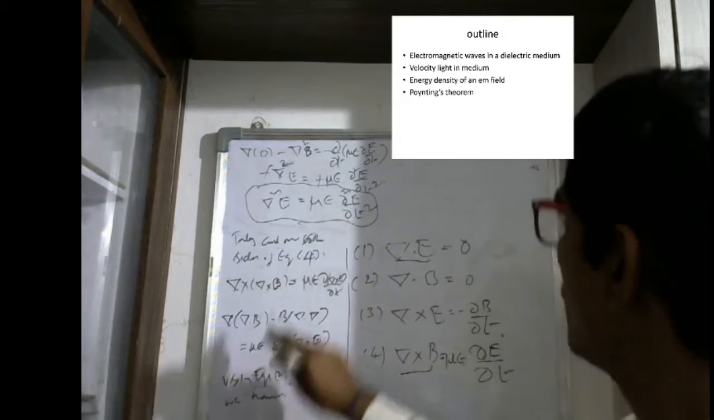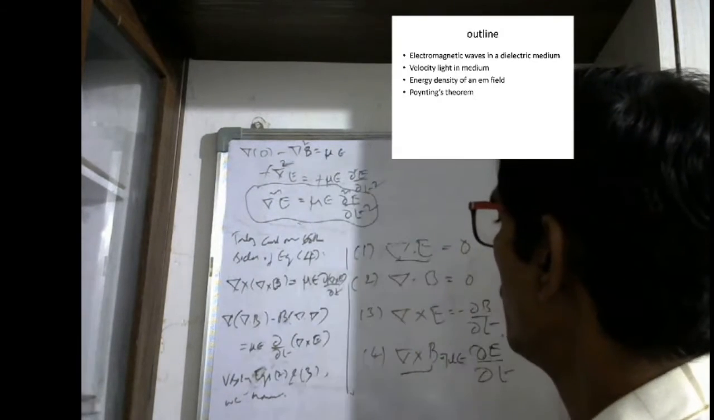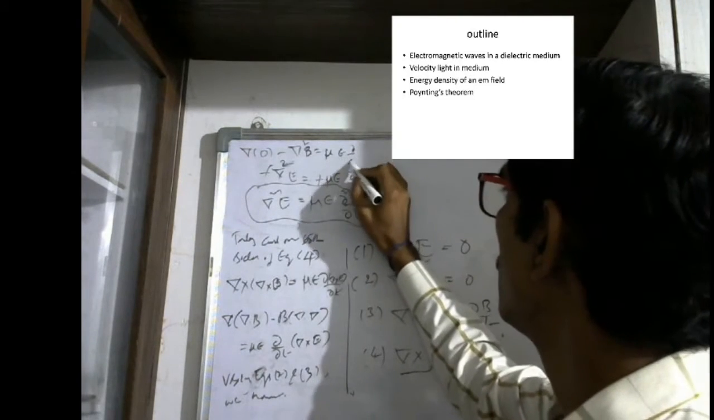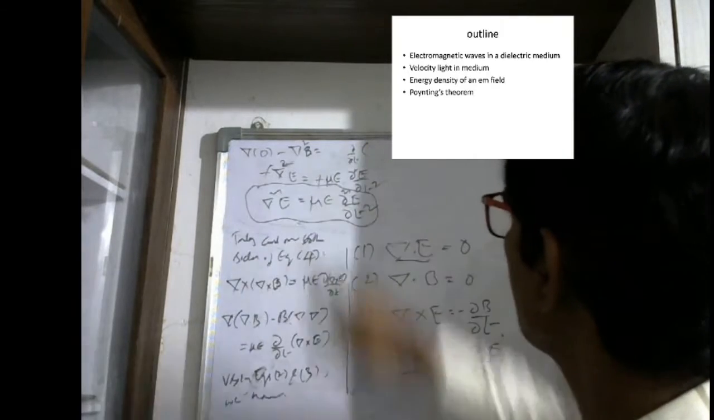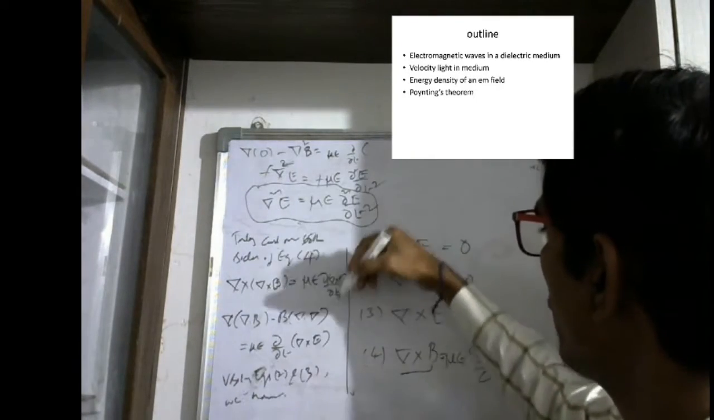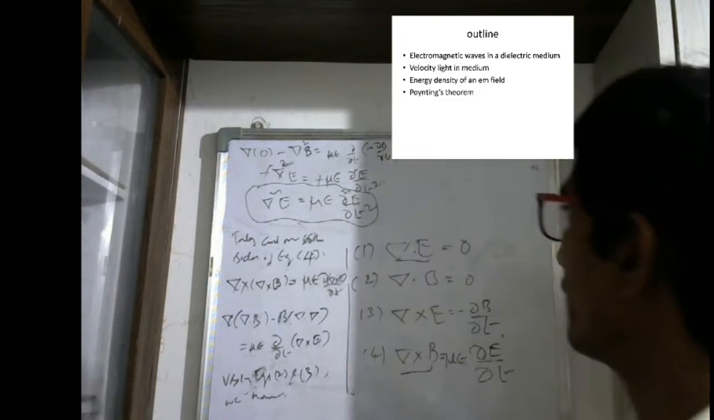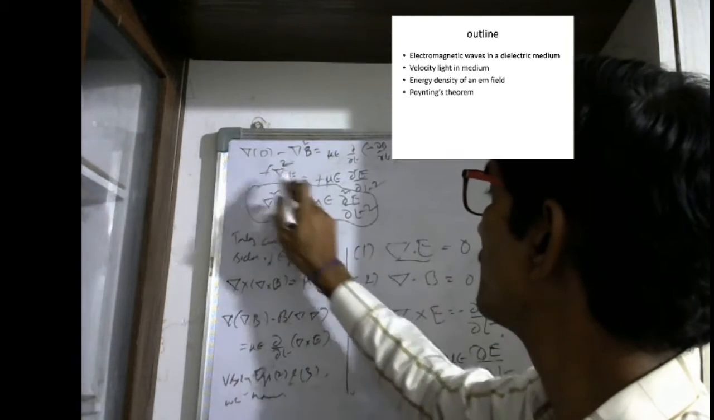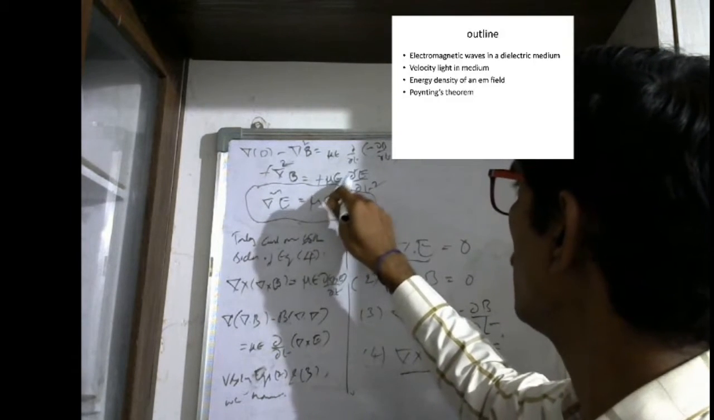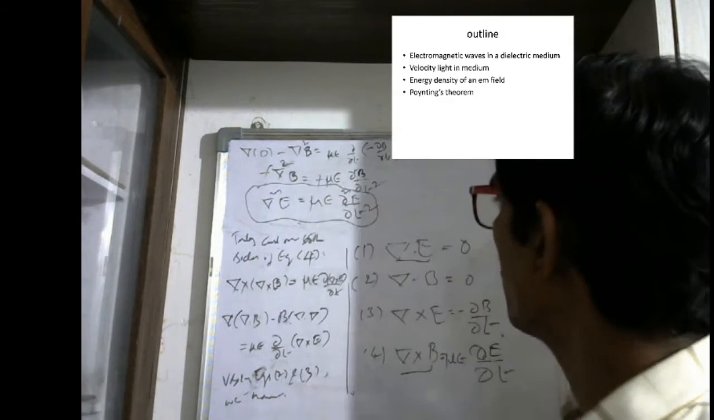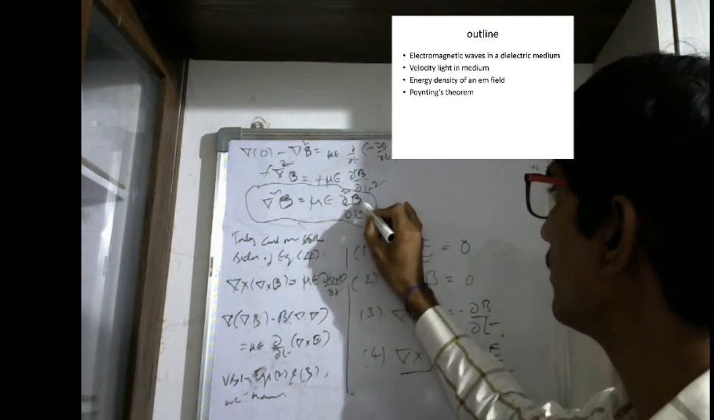On this side what you are having? Mu epsilon dou by dou t of del cross E now. Then what is that? Minus of dou B by dou t. Now, this is anyway 0. Here you have del square B. Here also you have minus mu epsilon dou square, where instead of E you have to write B. Minus minus cancel. You have here del square B is equal to mu epsilon dou square B by dou t square.